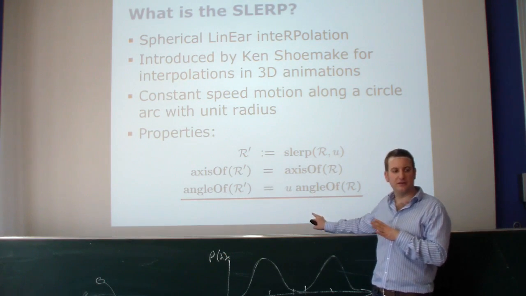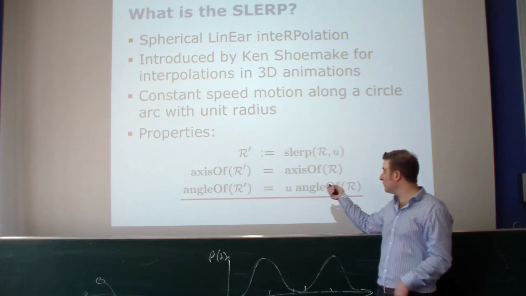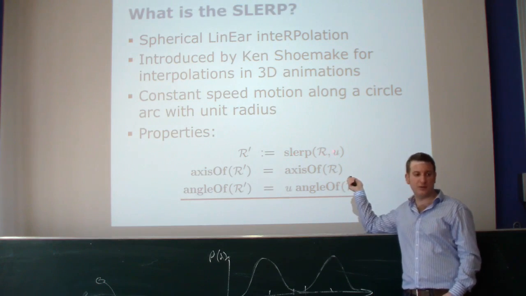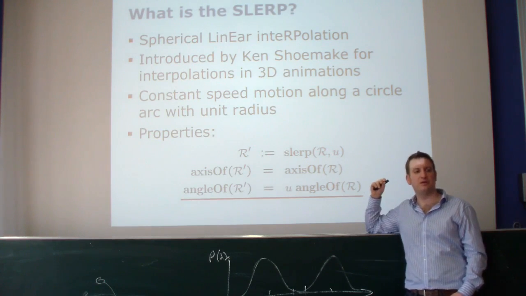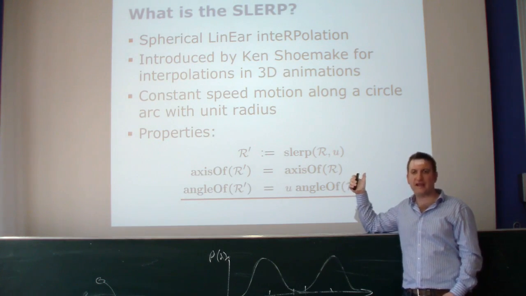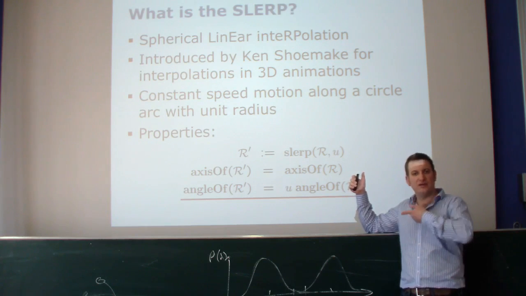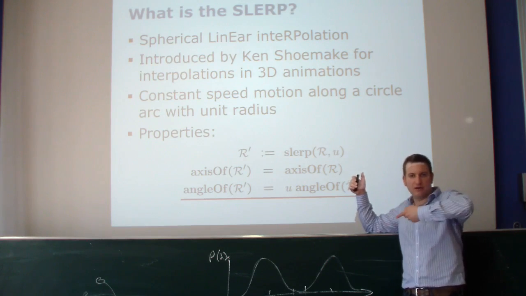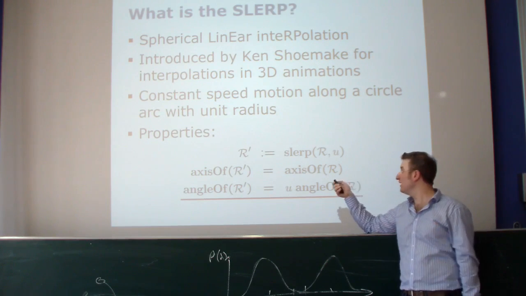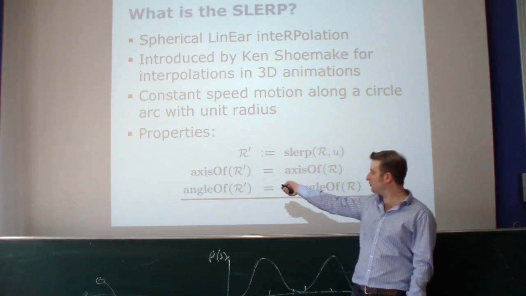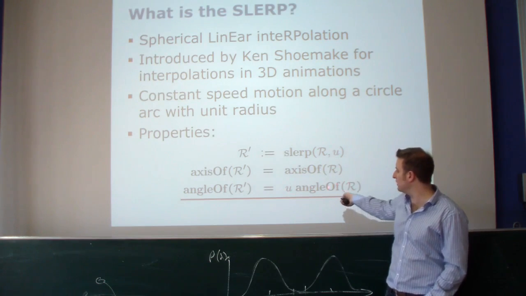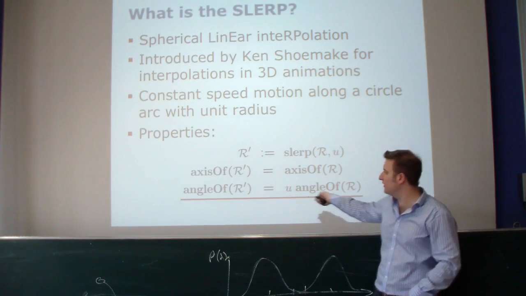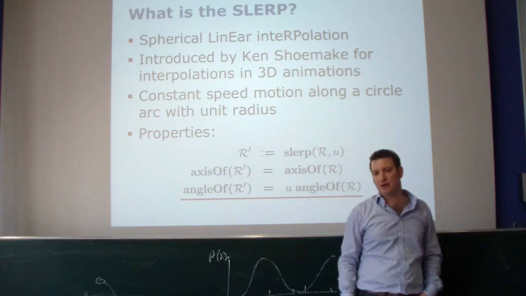What the SLERP does: the SLERP function has an input of a rotation and a value between 0 and 1, and produces a new rotation. And this new rotation has the following properties. First, the axis of the rotation is maintained. So the axis doesn't change. Just the angle, the amount of the rotation around that axis, is changed. And this is changed between R and R prime by the factor U times the original angle of rotation around that axis.